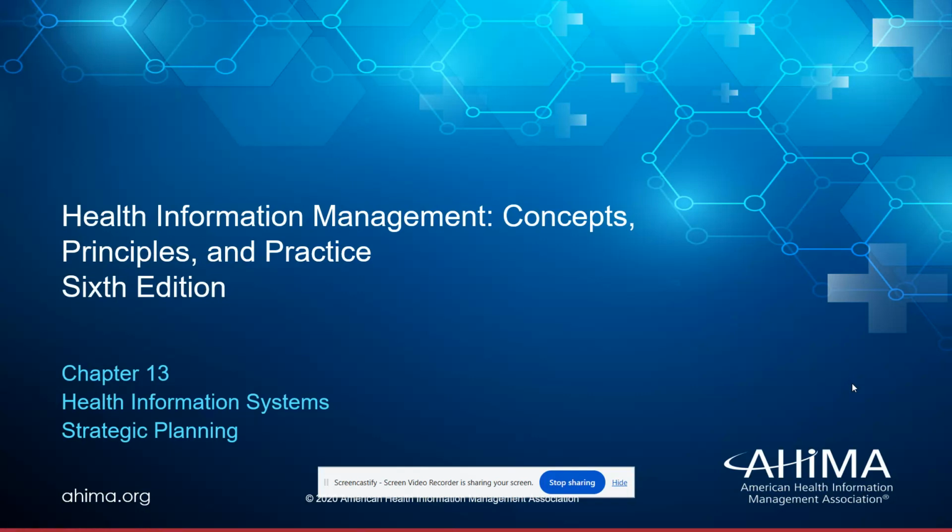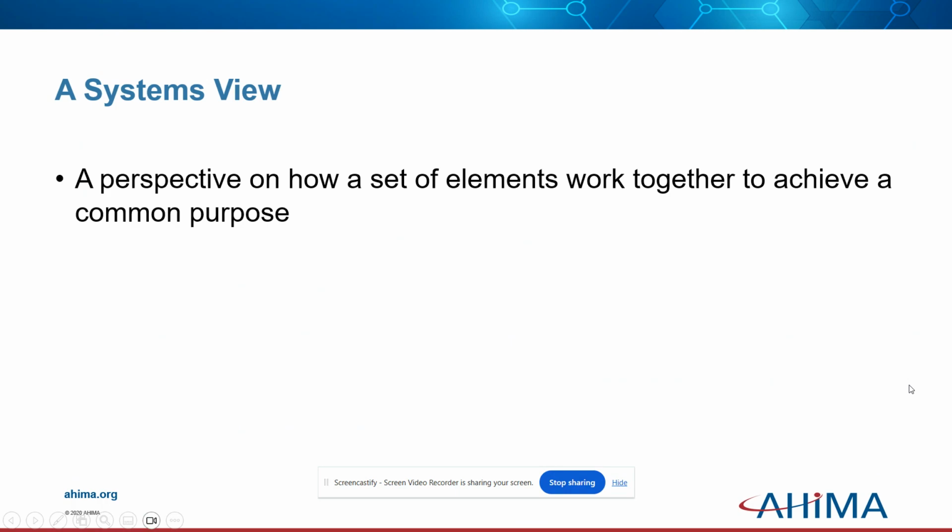And welcome, class. We're going to focus on Chapter 13, Health Information Systems, more specifically, Strategic Planning. So, when we start to think about an organization, we want to think about a systems overall view. And so, that's that perspective on how all of the elements work together, ultimately with the goal of achieving a common purpose, right?